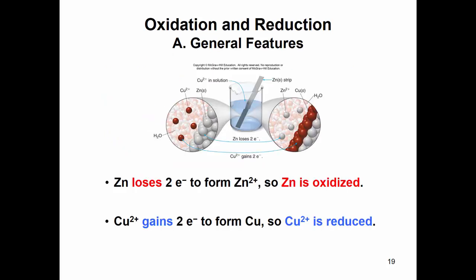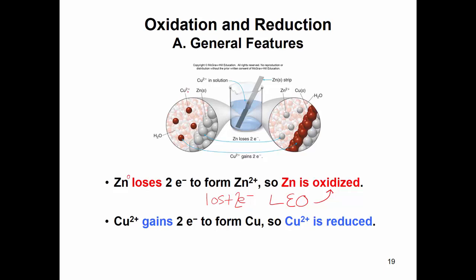So if you look at this experiment, you've got a zinc strip and a copper solution. Zinc solid has a charge of 0, it's neutral. But then when it is put into this solution, it becomes zinc 2+. If it has a positive charge, that means it lost electrons, right? Because electrons are negatively charged. So if it becomes +2, it lost 2 electrons. So lose electrons, oxidized. The zinc is oxidized and the copper has to be reduced in order for these to work.